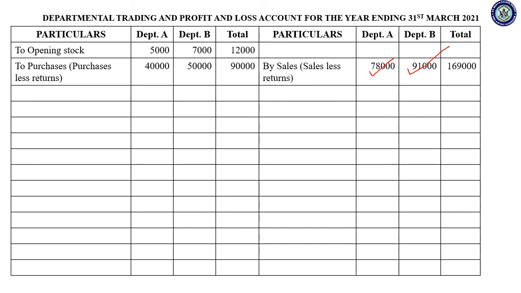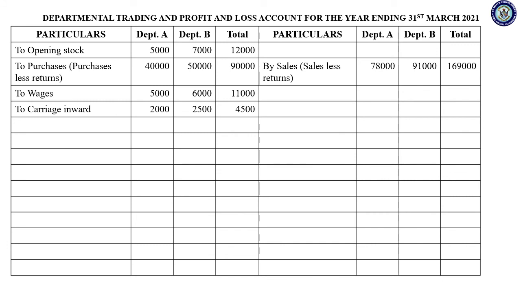The next one, that is wages. So write to wages. 5,000, 6,000, total 11,000. Okay, next. After wages, carriage inward. So first you write carriage inward, the total figure in total 4,500 in total column.